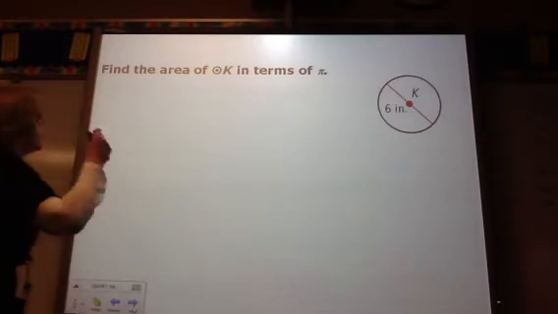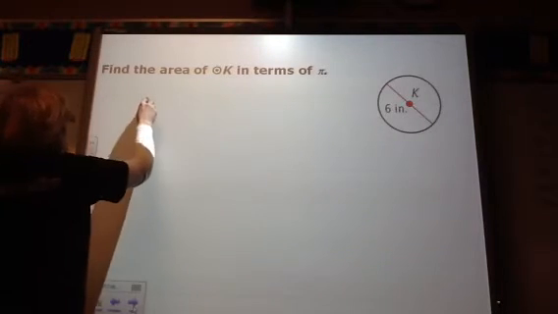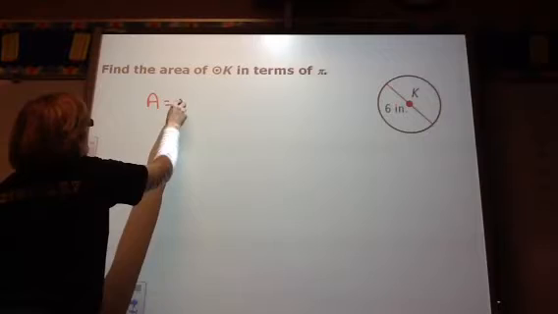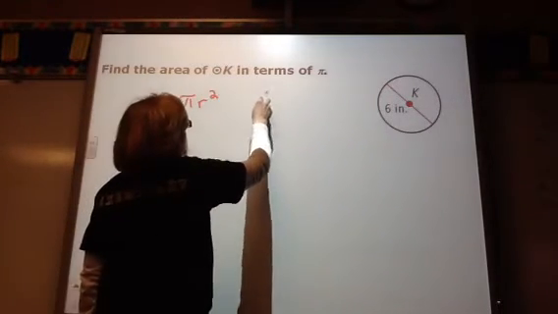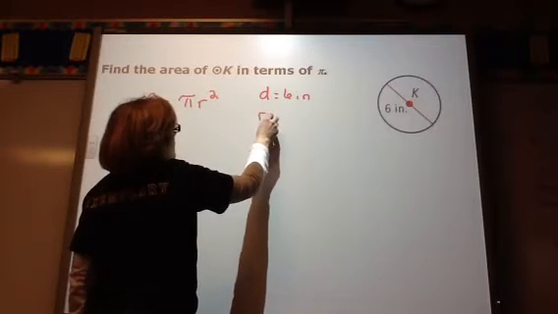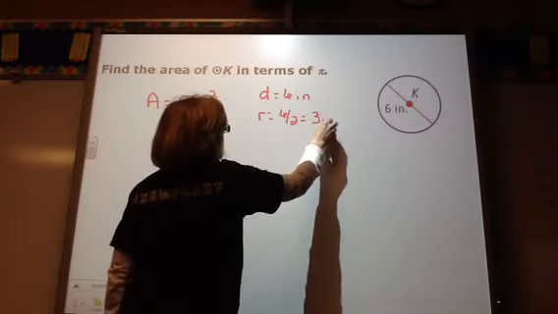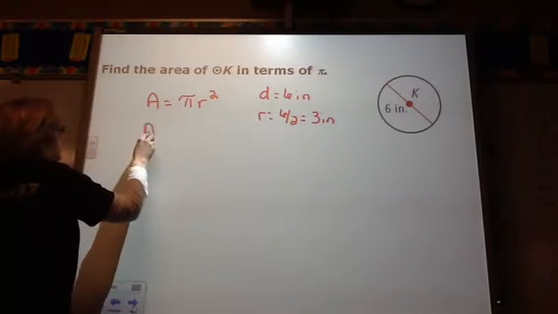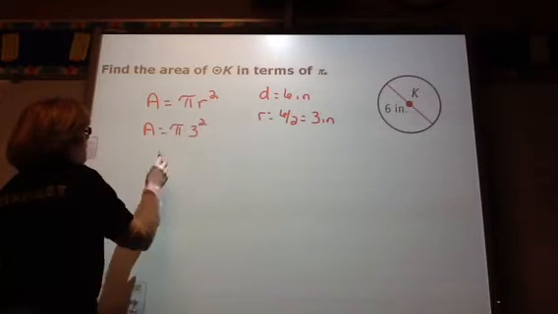Alright, so we're going to find the area of circle K in terms of pi. So the area formula is pi r squared, and what is given is the diameter. So the radius is the diameter divided by 2. So the area is pi, substitute 3 in for your radius.